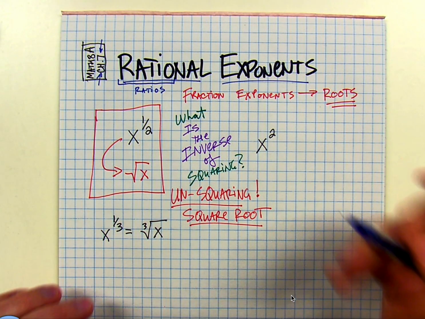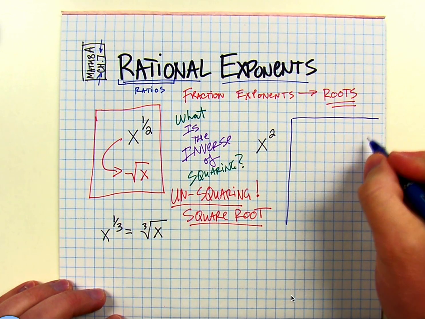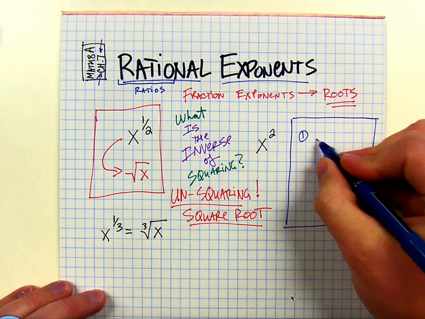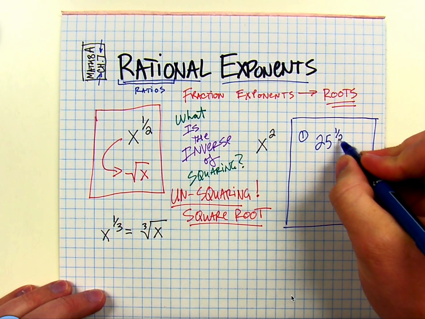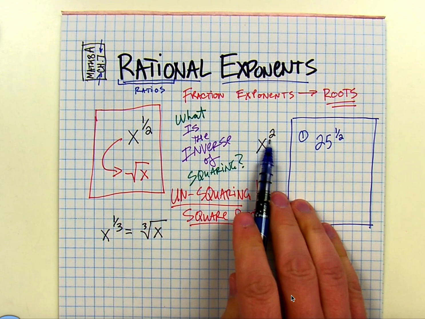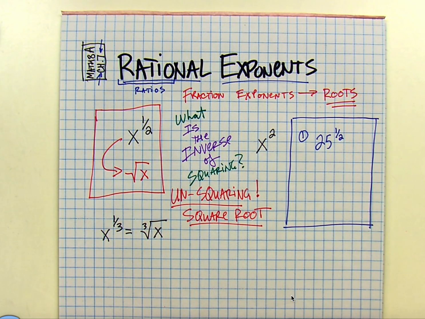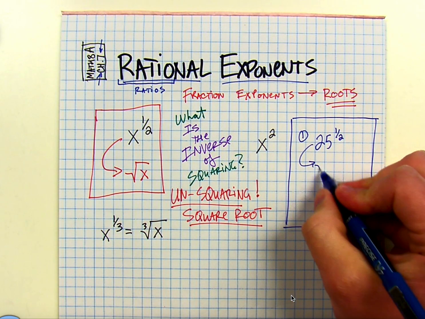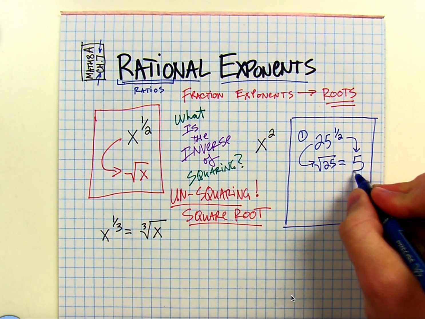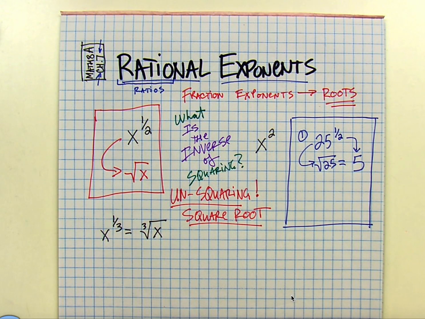All right, so now let's do this with some numbers. So let's say I asked you, number 1, do 25 to the 1/2 power. Okay, what does the fraction exponent mean? It means we're going to do the inverse, or kind of the opposite. We're going to unsquare the 25. So this means we're going to square root the 25. In other words, 25 to the 1/2 power is simply 5. Okay, not too bad. I think I can get behind that.